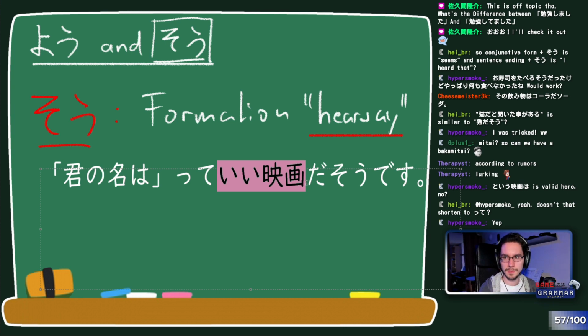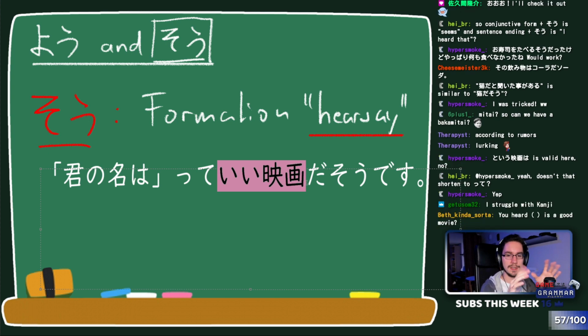That's, by the way, often something that happens in Japanese, is that you take a whole phrase, a whole clause, and then you kind of use it. You struggle with kanji. We all struggle with kanji. Heard that is you heard that something is a good movie.